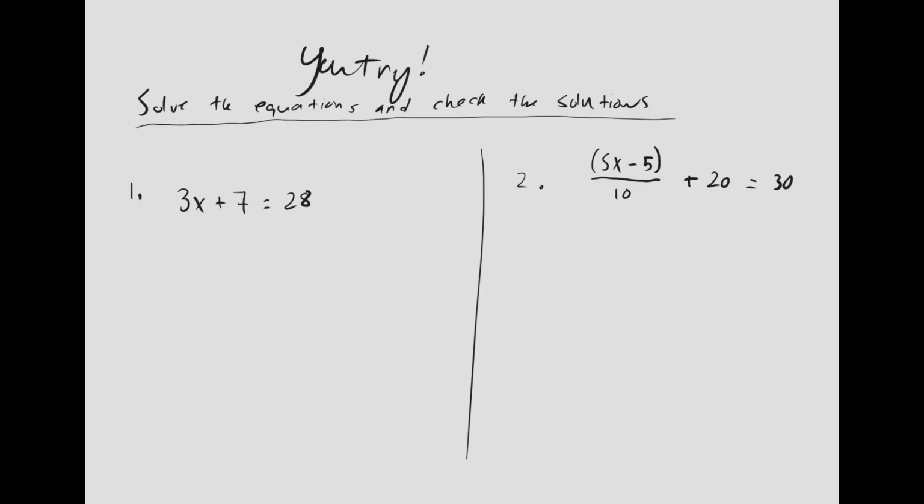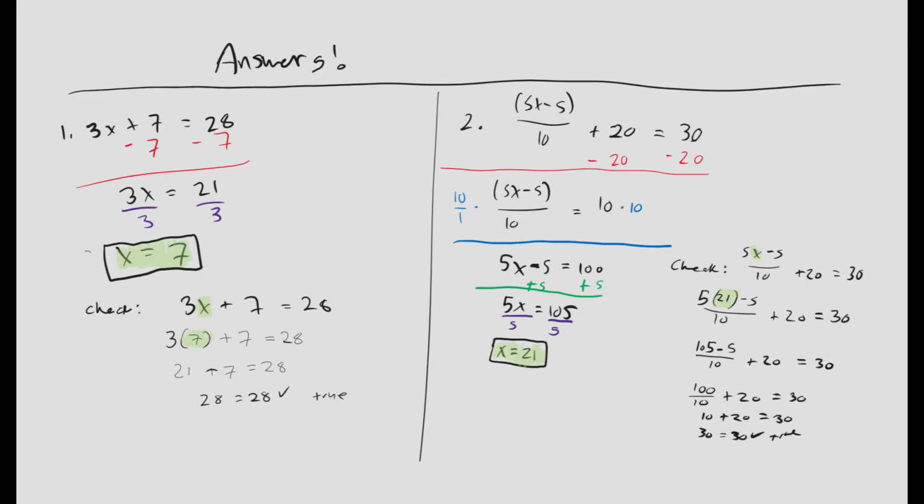Now it's time for you to try this out. Solve each equation and check your answers using substitution or evaluation. Go ahead and pause the video and check your answers when you're done. Here we're going to have 3x plus 7 equals 28. I subtract 7 on both sides first. I get 3x equals 21. I divide by 3 next. I get x equals 7.